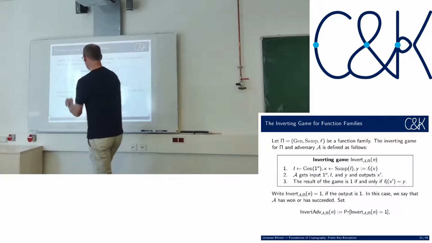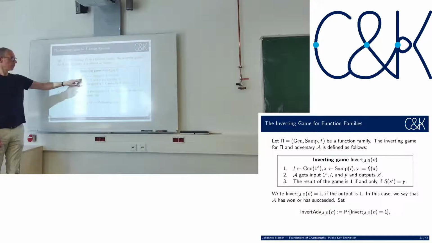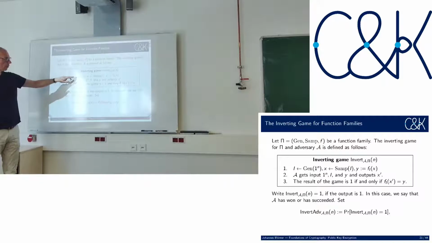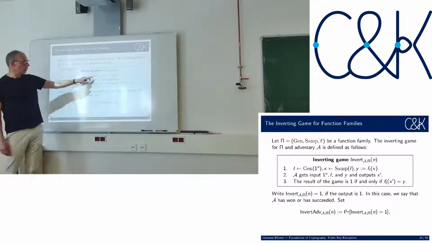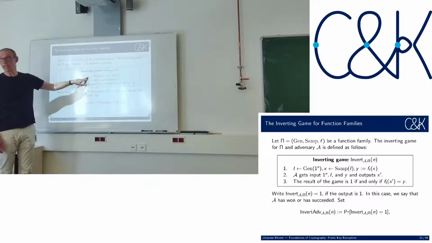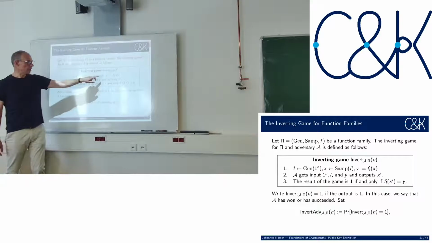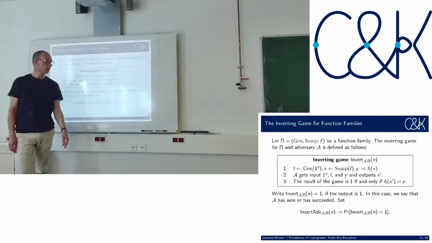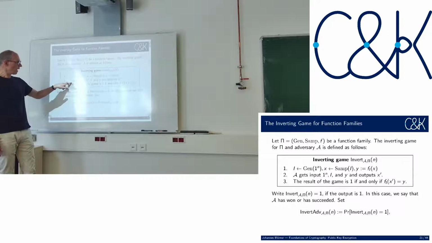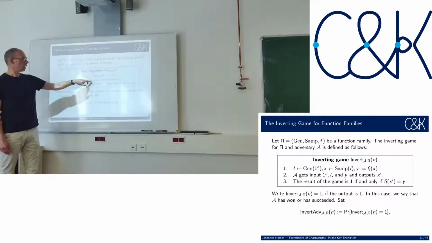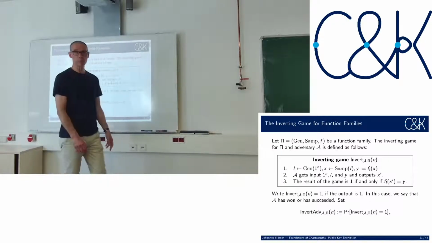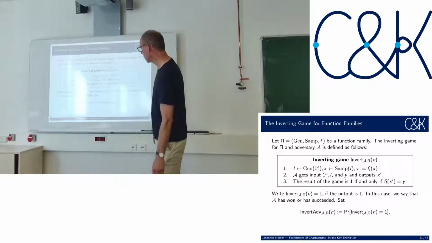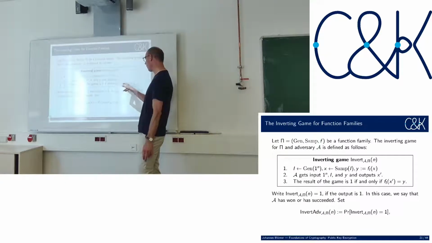First, on input 1^n, the parameter generation algorithm is used to compute the parameters I. Then we use the sampling algorithm with input I to get an x, and we set y to be F_I of x. We give A the input 1^n, I, and y, and it's asked to output an x'. The result of the game is 1 if and only if F_I of x' is equal to y.